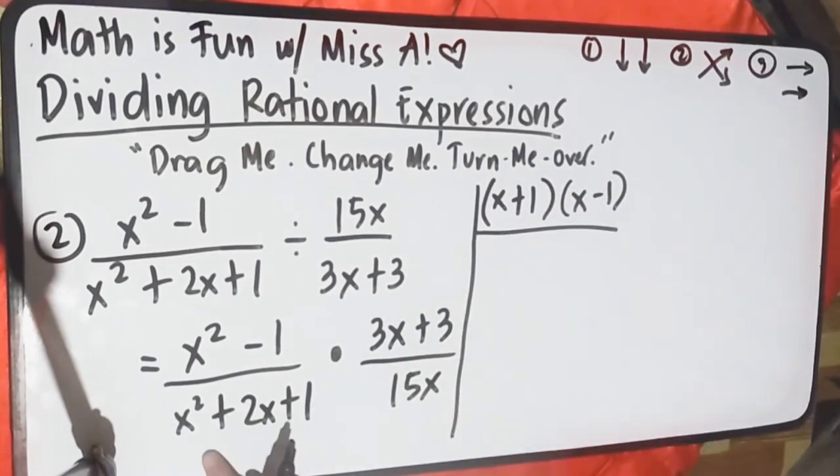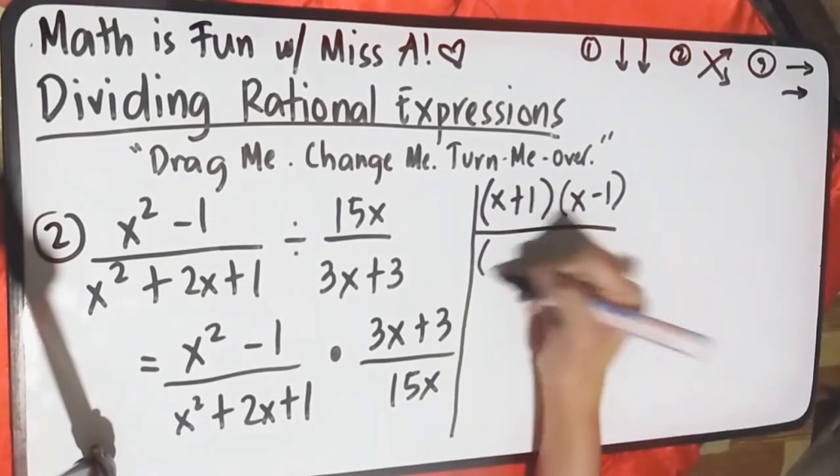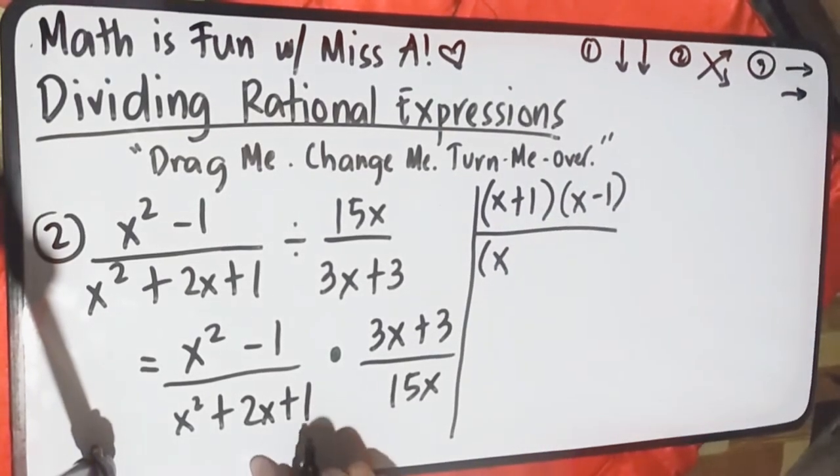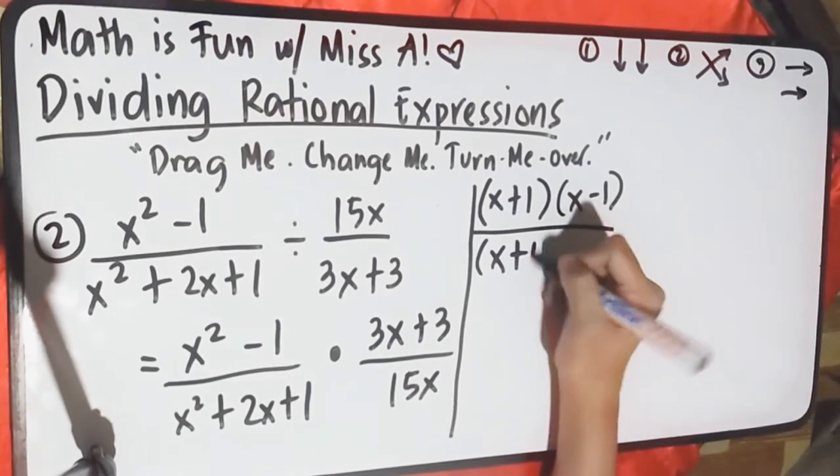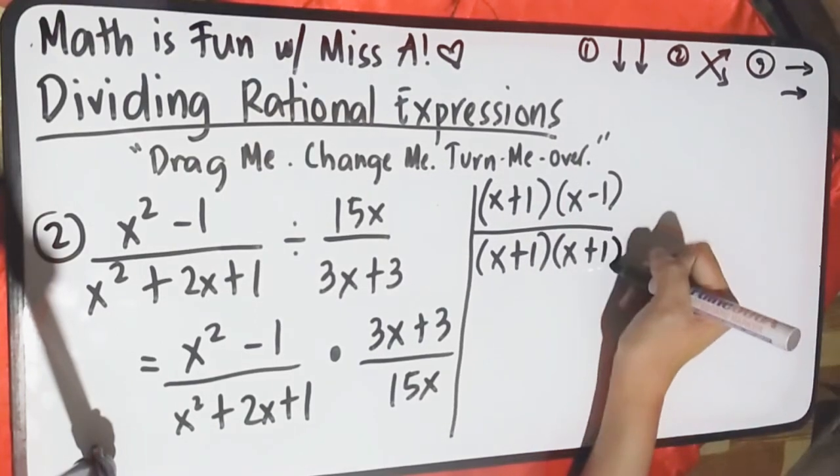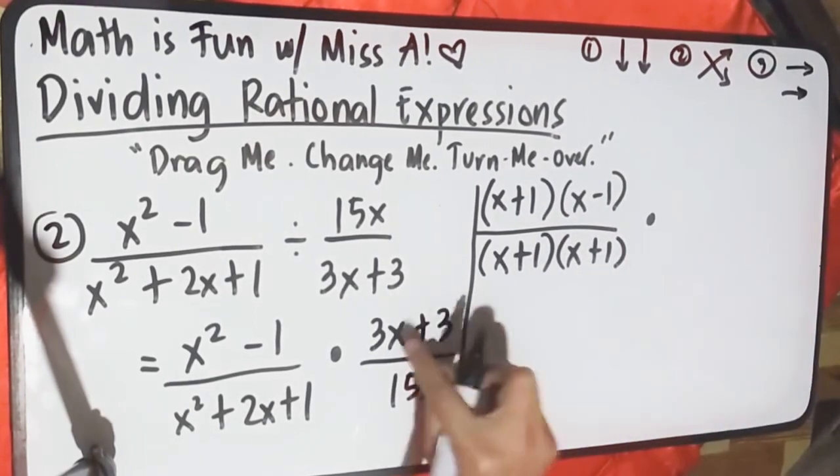All over x squared plus 2x plus 1. So this is a PST. So that is simply equal to x. The factors of this are x plus 1 times x plus 1. Okay? Times 3x plus 3.